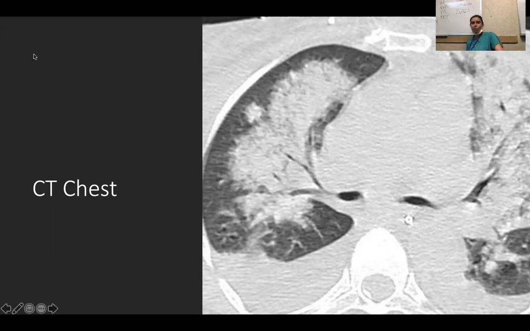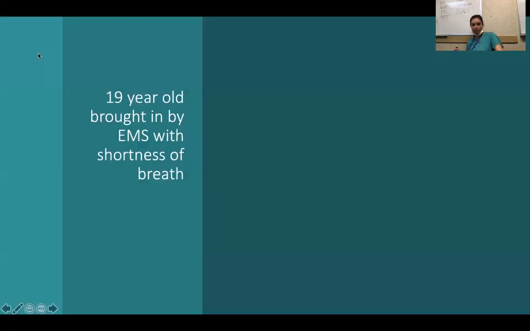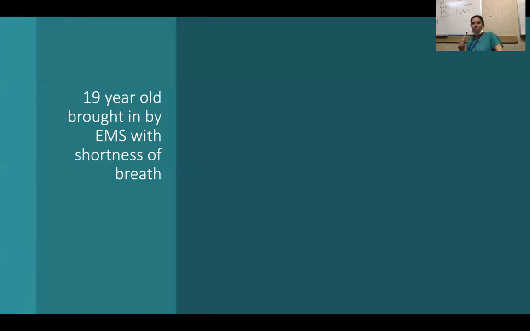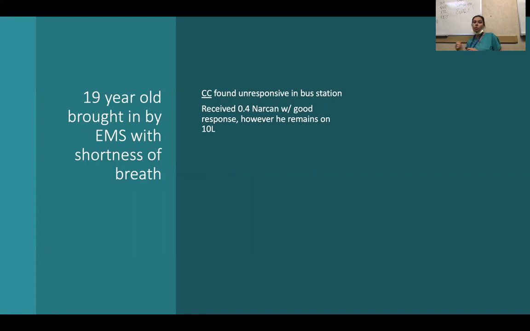Okay, so we have one more case to go through. This one is a 19-year-old brought in by EMS with shortness of breath. I'm not going to have us break out this time to talk about the differential because I think we've beat that horse to death. But you find out he was found unresponsive in a bus station. He received 0.4 of Narcan with a good response. However, he's now on 10 liters.